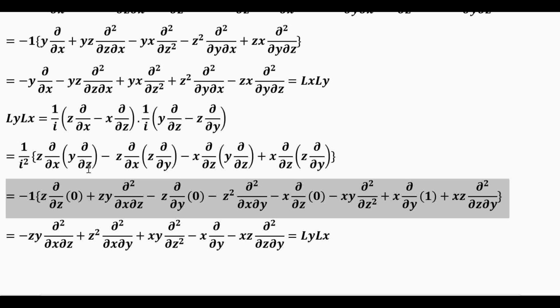How does this come? Because I have skipped one step. When you take ∂/∂x of y, then it is equal to 0. So it is z ∂/∂z. This ∂/∂z is moved over here, and I have straight away written the result of ∂y/∂x, that is equal to 0. I have skipped one step, but if you are not able to understand, then you have a similar step which is given in the Lx Ly. So you will be able to compare it and understand.